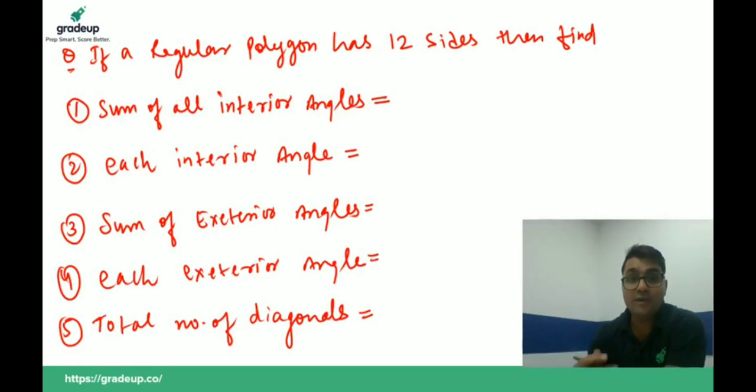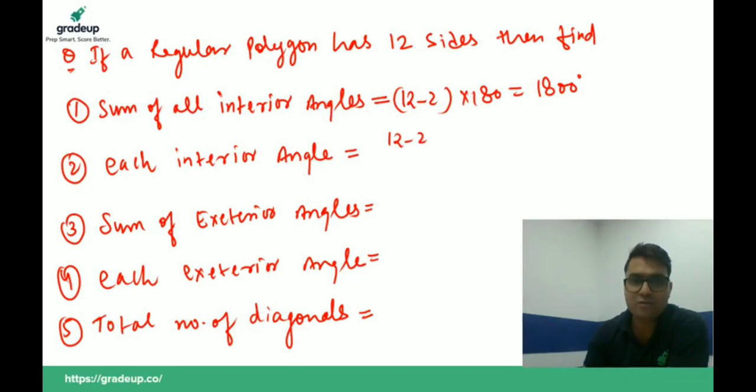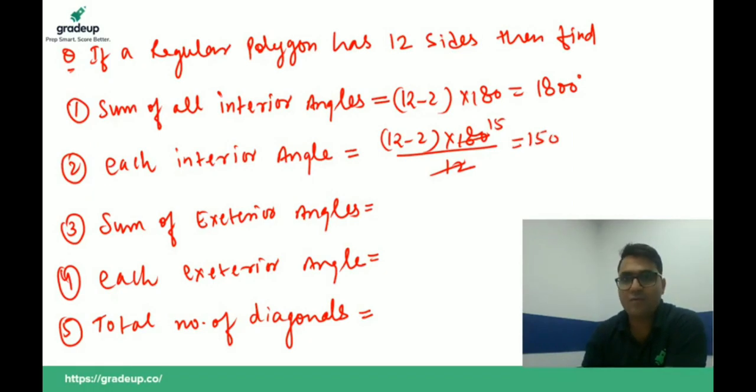Sum of all interior angles is always n minus 2 into 180, that is 1800 degrees. Each interior angle is n minus 2 into 180 divided by 12. This will go by 15 and this will be 150 degrees. Sum of all exterior angles is always 360 degrees. Each exterior angle is what? 360 by 12, that is 30 degrees.